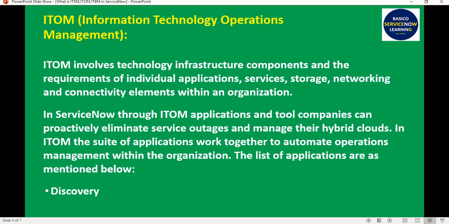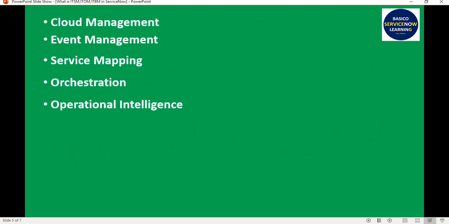So in ServiceNow, through ITOM applications and tools, companies can proactively eliminate service outages and manage their hybrid clouds. In ITOM, the suite of applications work together to automate operations management within the organization. The list of applications, or tools, is as mentioned below. Here the term discovery, I believe you all have heard about it. Then cloud management, event management, service mapping, orchestration and operational intelligence.